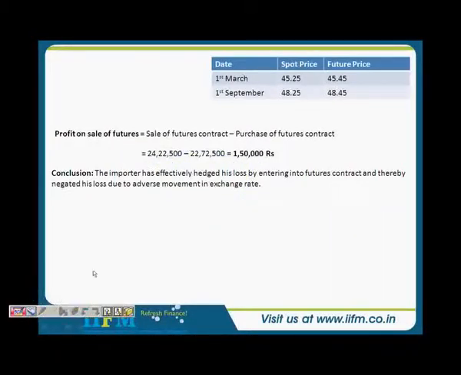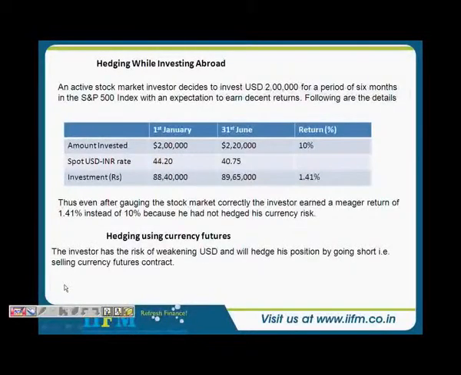I hope the viewers have been able to understand the strategies used by importers and exporters, and the hedging strategies we were talking about. So what is next, Girish? Next we'll have a look at hedging while investing abroad. Let us take this in the next video.